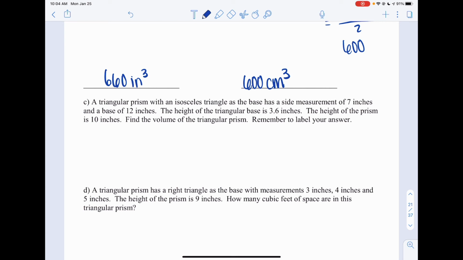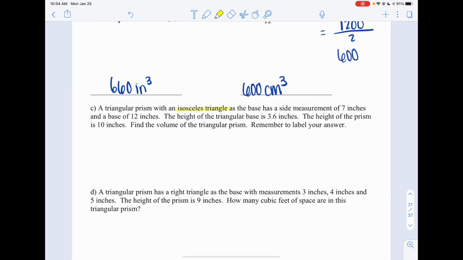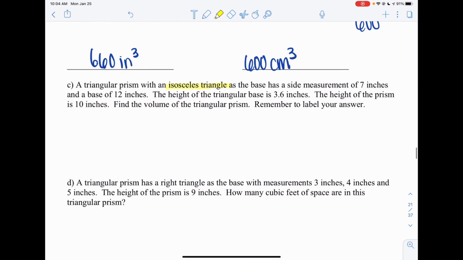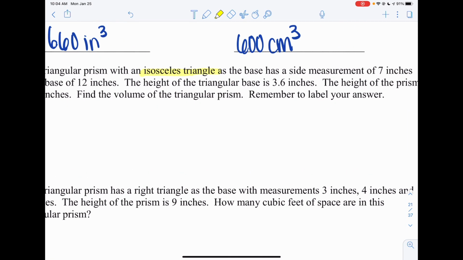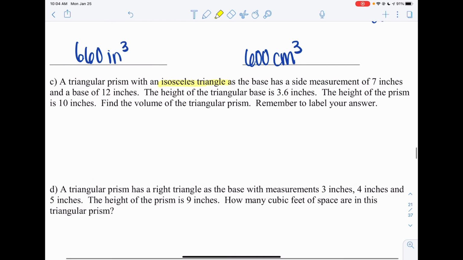Now moving on to our story problems, I have a triangular prism with an isosceles triangle as a base. It has a side measurement of 7 inches and a base of 12 inches. Then the height of the triangular base is 3.6 inches. The height of the prism is 10 inches. Find the volume of the triangular prism. Remember to label your answer.